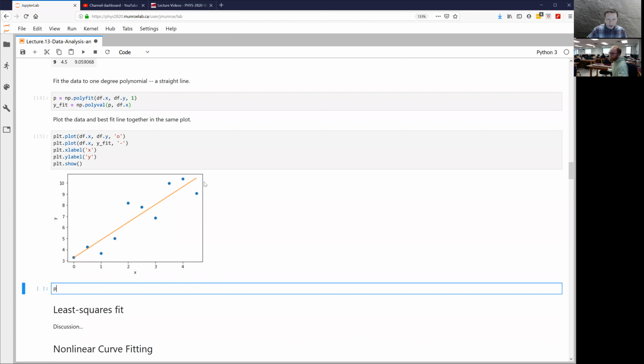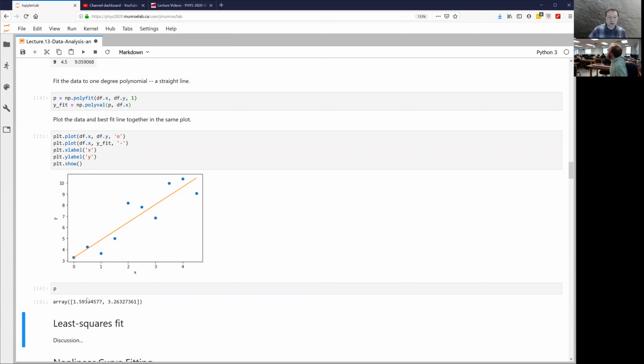The parameters for this, the coefficients, are 1.59 and 3.26. What does that mean? It means this is the first coefficient in a polynomial, a constant times x, and this is the second coefficient, the constant. A line is typically represented as an equation, something like y equals m times x plus b. So this is the m, the slope of the line, and this is the y-intercept, the b.